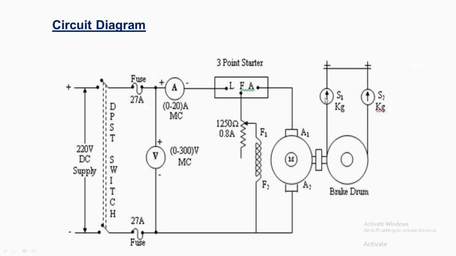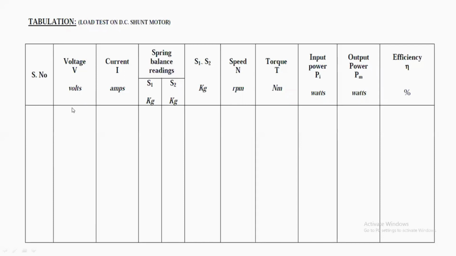The kilogram weight is 0. That value is the no load reading. Here measure the no load voltage, no load current, then spring balance reading. This is 0, 0. The difference between the speed and the difference between the weight are also 0. Then calculate the speed, torque, input power, output power, efficiency. These are the calculated values.